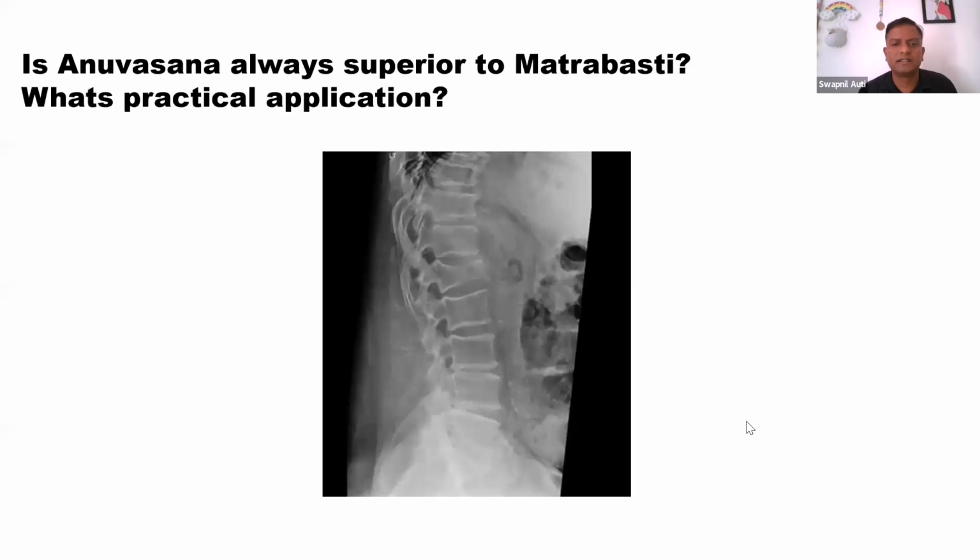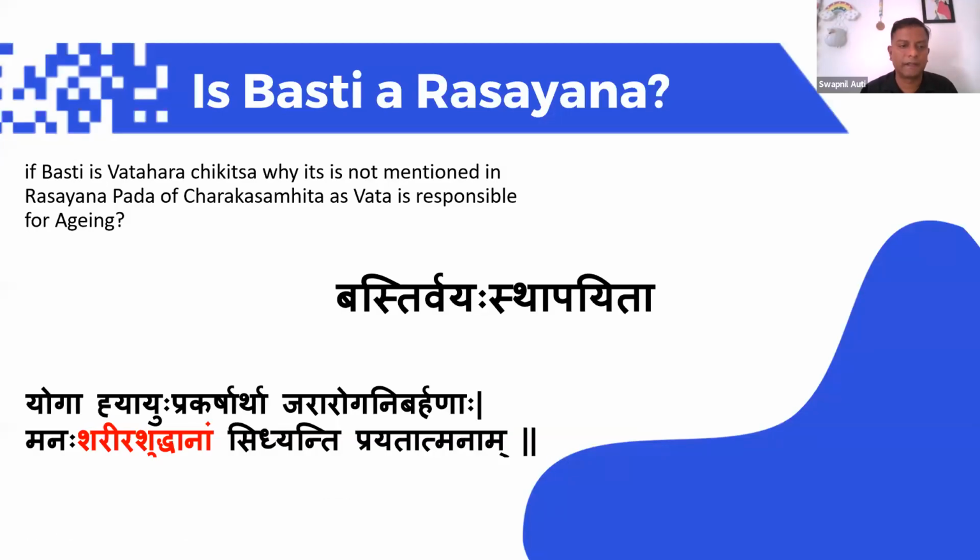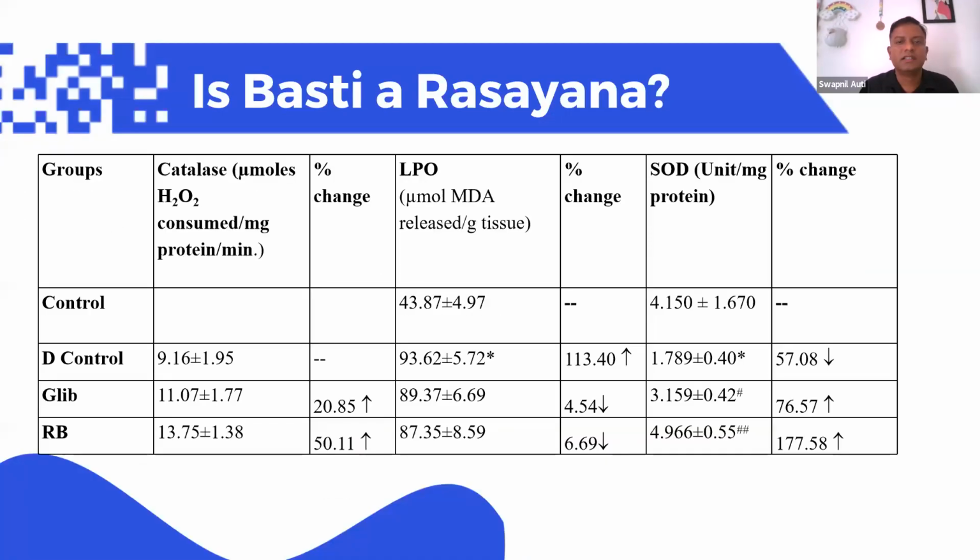So this is the clinical application where no Basti is less than any other type of regimen. Everyone has their own importance, right? So this we already discussed. Regarding the rasayana effect of the Basti, this is one example I missed initially.